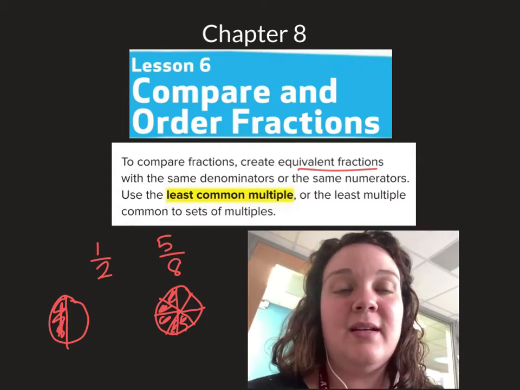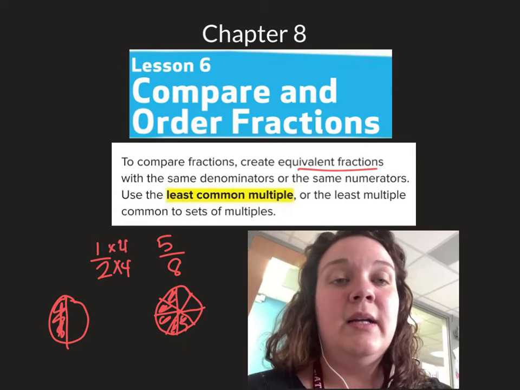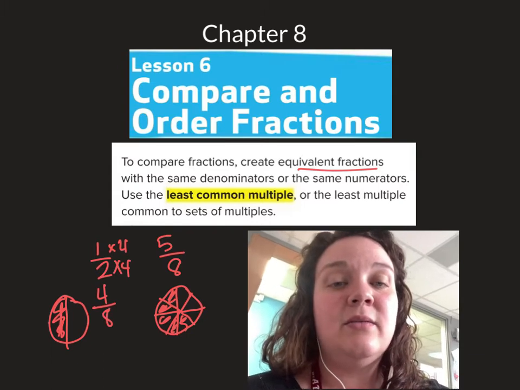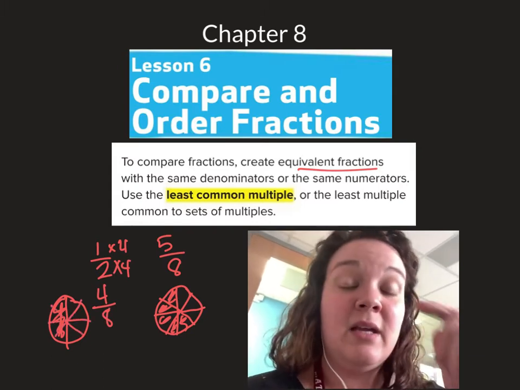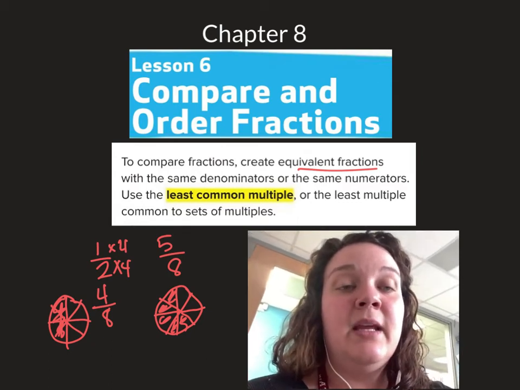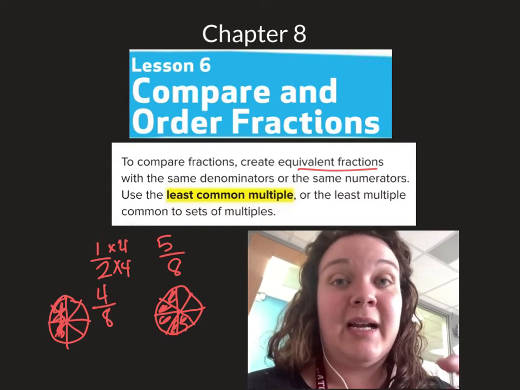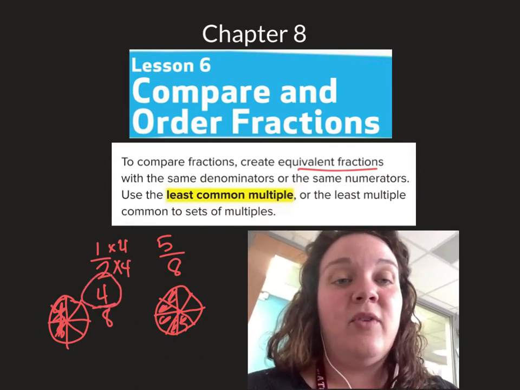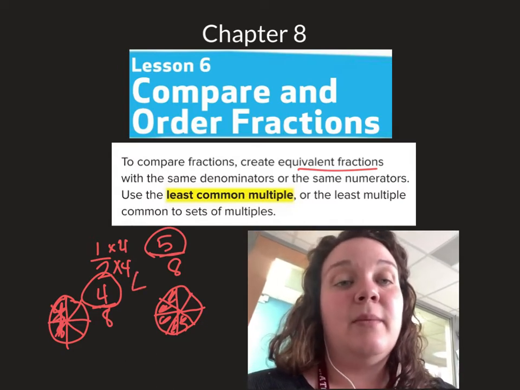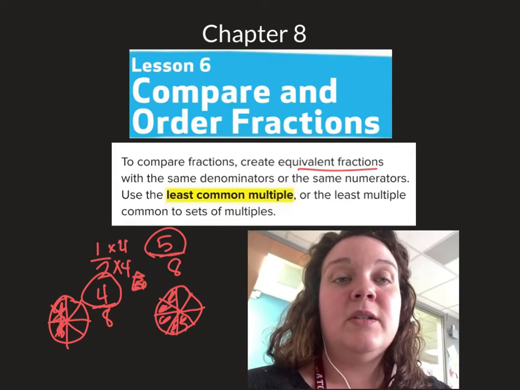So if I just do this, times 4 over 4, now I'm comparing 5/8 to 4/8. It's just like if I cut my pie into 8 equal pieces, I'm talking about 4 of them. So comparing both 8ths, we're talking about the same size. This one I have 4 pieces, this one I have 5 pieces. So 5 is going to be greater. I'm going to eat it up. Okay? So that's just a quick example.